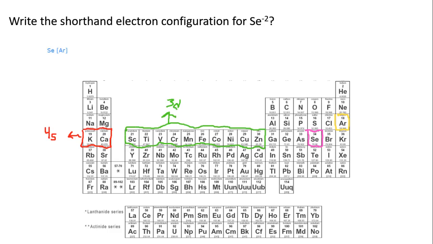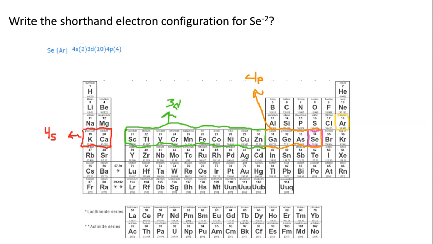Then we have some electrons after that in the p orbital. We have 4 p electrons. And since we're on the 4th row, this is the 4p orbital. So now we can write the electron configuration of selenium. It's 4s2, 3d10, 4p4.